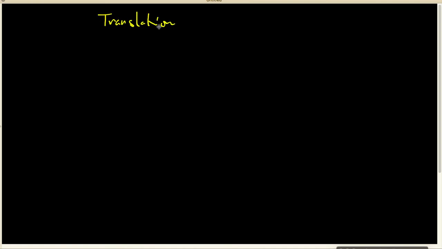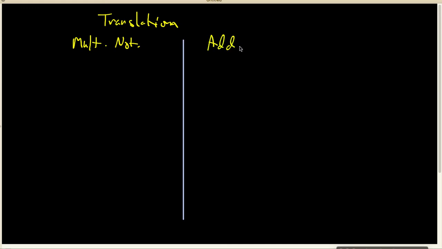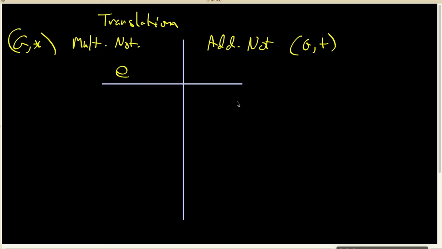So, translation. And I'm going to take the time to put in some nice vertical lines because what I really want to do is keep this table nice and neat. And I've got multiplicative notation, and I've got additive notation. In a typical multiplicative group, G under star, and a typical additive group would be G under plus. The identity would usually be written as an e in a multiplicative group, but when we do the translation, that's going to become a 0 in an additive group.